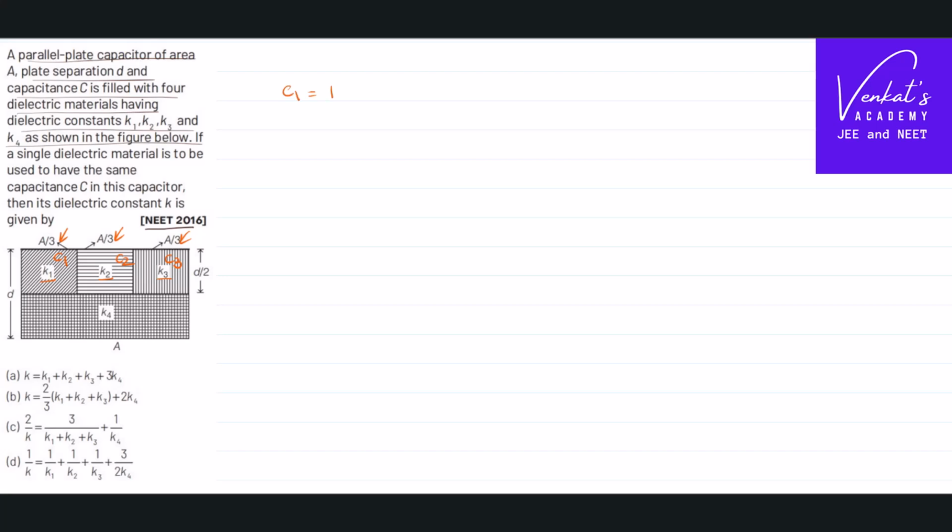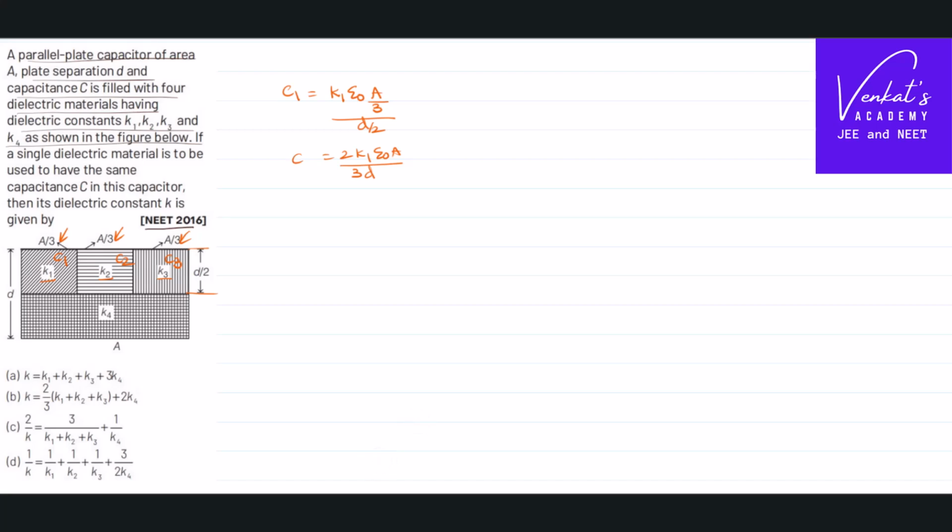What is C1, if I have to write? C1 is K1 epsilon naught, area is A by 3, and the distance is, as given, D by 2. So it becomes 2K1 epsilon naught A by 3D. That is C1.